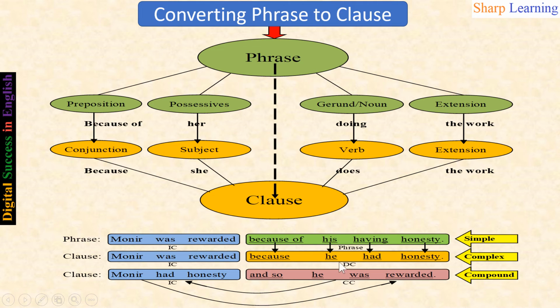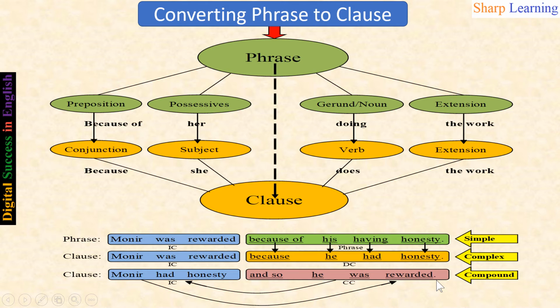Now we have to transfer the complex sentence into a compound sentence. Yes, we have made it, but this part has come to the beginning. "He" means Monir. "Monir had honesty, and so he was rewarded." Why has it come to the first position? Because we know that in a compound sentence we have to maintain the sequence. Which event comes first? "Monir had honesty", or "Monir was rewarded"?